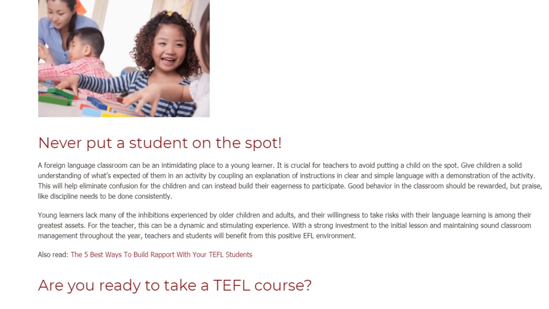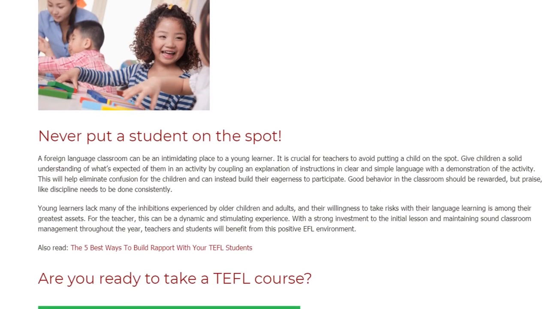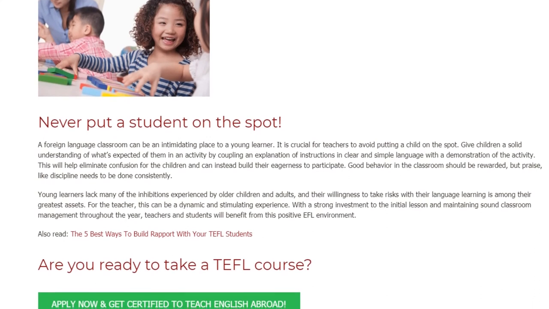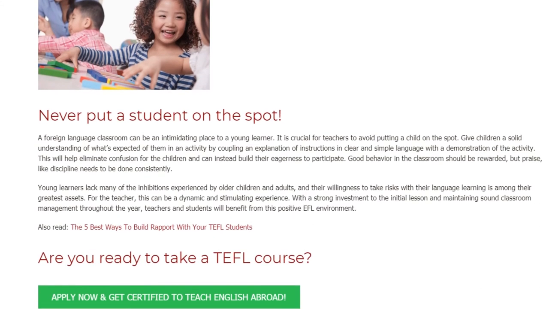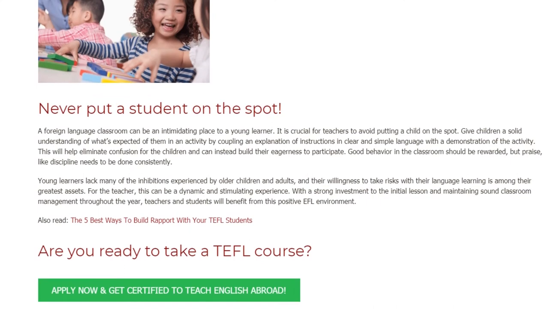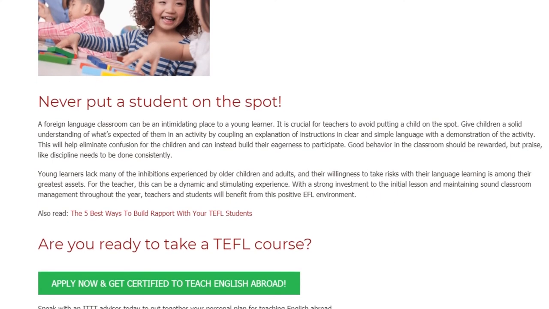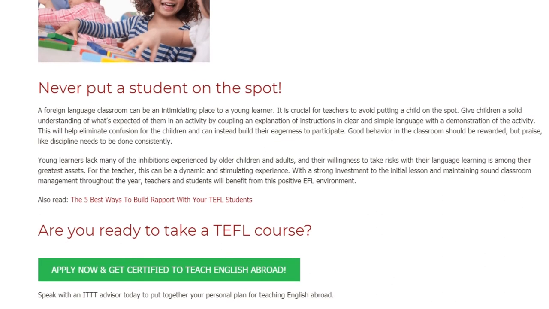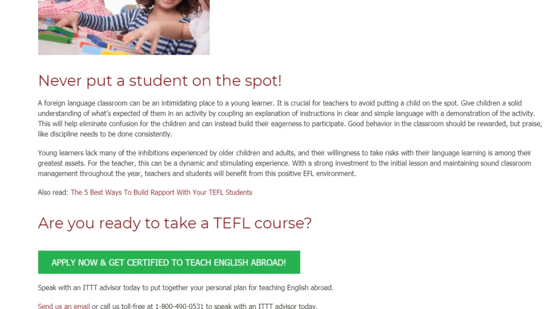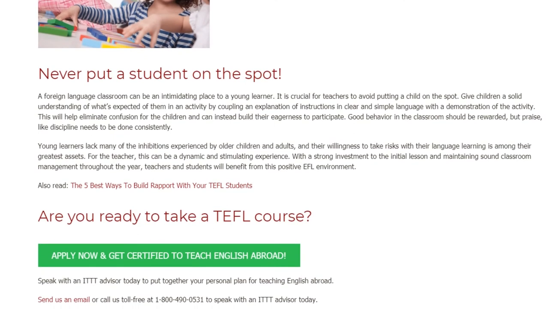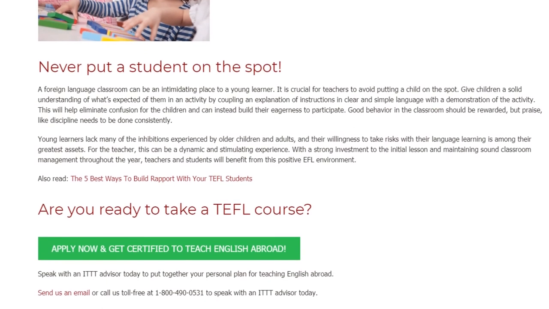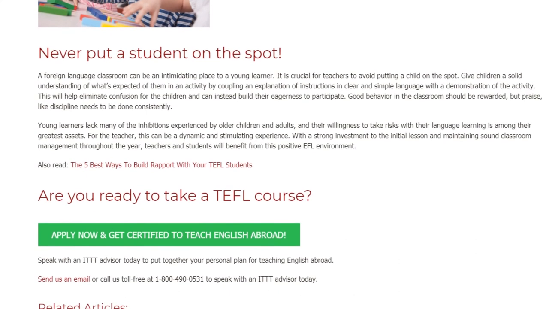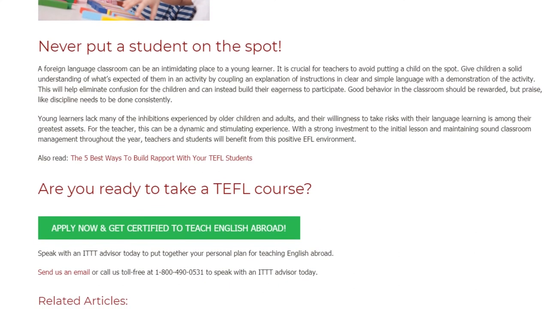Good behavior in the classroom should be rewarded, but praise, like discipline, needs to be done consistently. Young learners lack many of the inhibitions experienced by older children and adults, and their willingness to take risks with their language learning is among their greatest assets. For the teacher, this can be a dynamic and stimulating experience. With a strong investment in the initial lesson and maintaining sound classroom management throughout the year, teachers and students will benefit from this positive EFL environment.